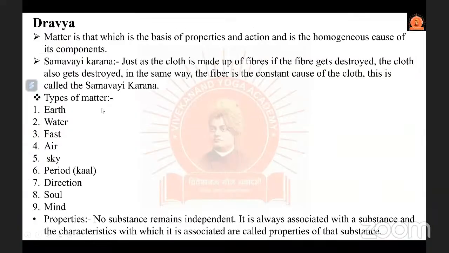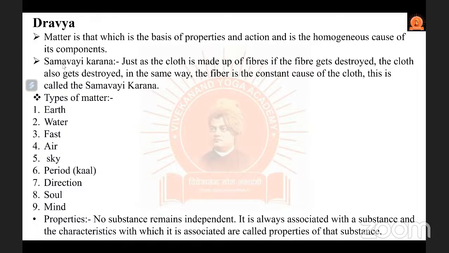So I was just explaining this. Okay. Regarding the first type of substance, that is dravya. You're not getting any echo, right? No, ma'am. It's audible.